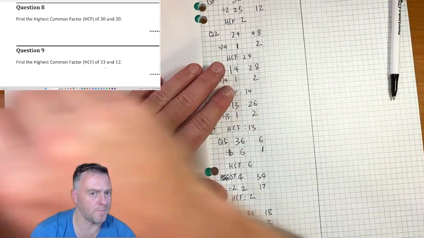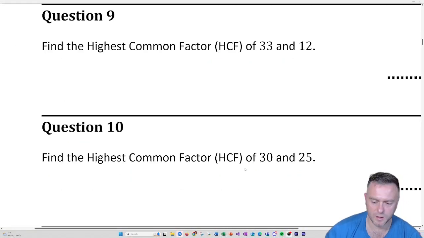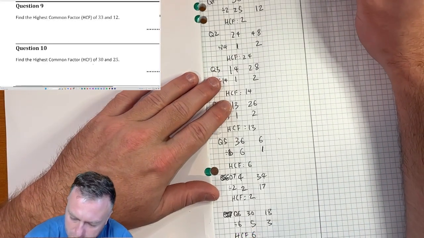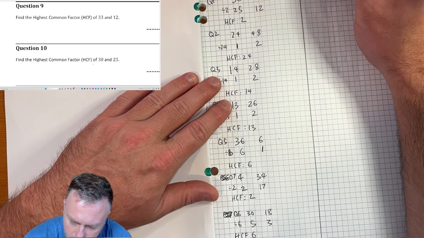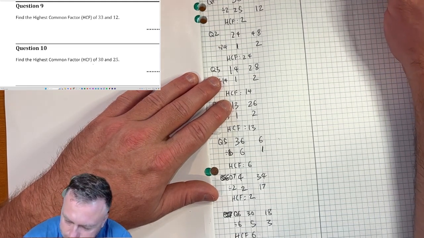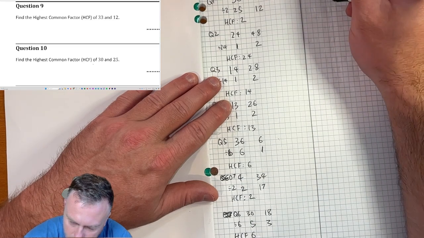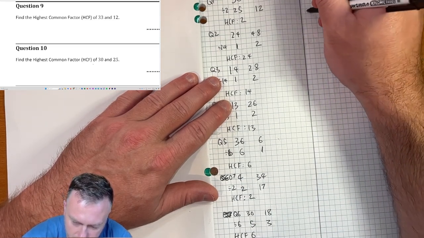Question 9. Find the highest common factor of 33 and 12. So definitely divide them both by 3. So we get 11 and then 4. So then that's it. Highest common factor is 3.